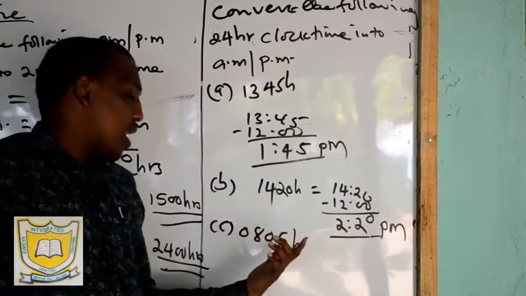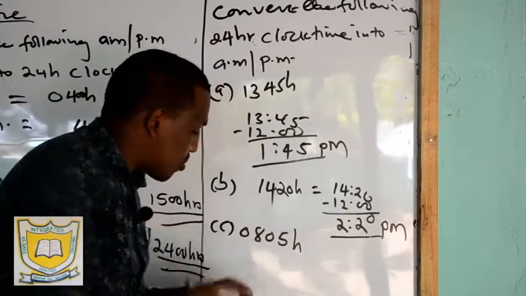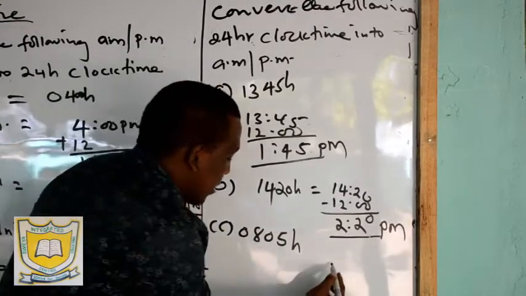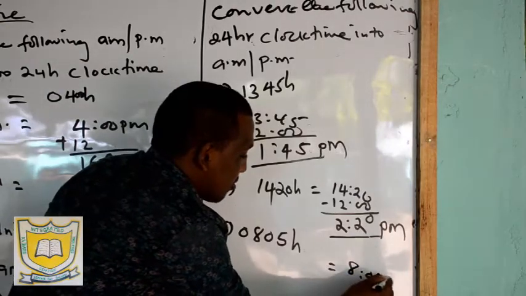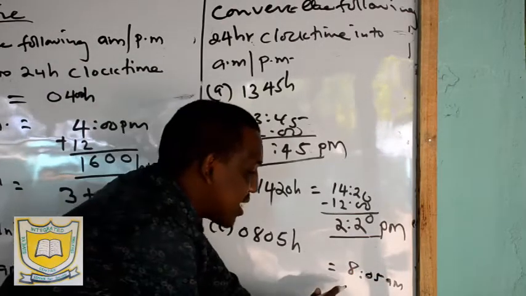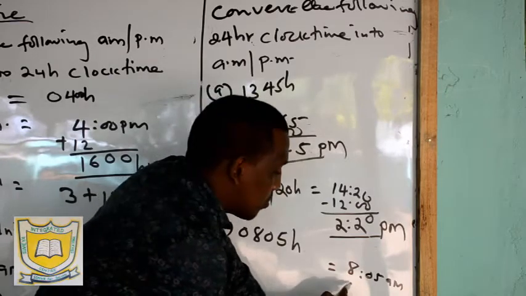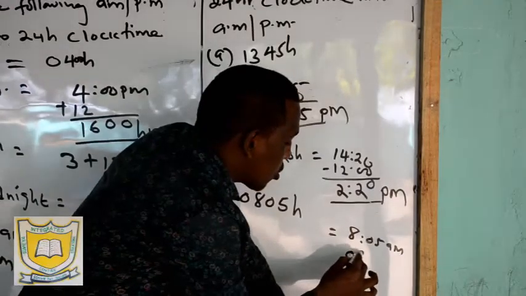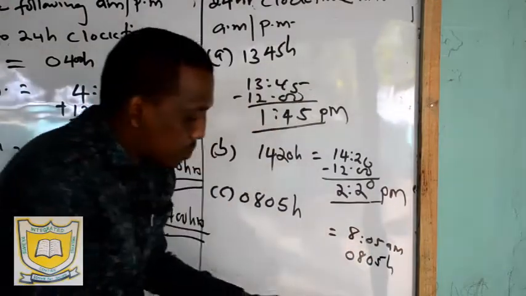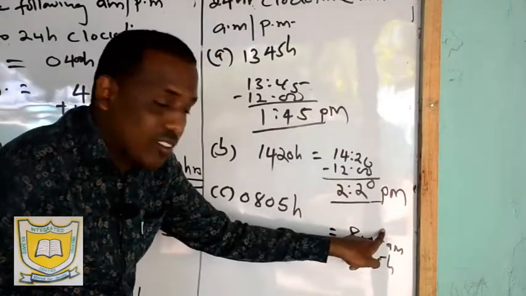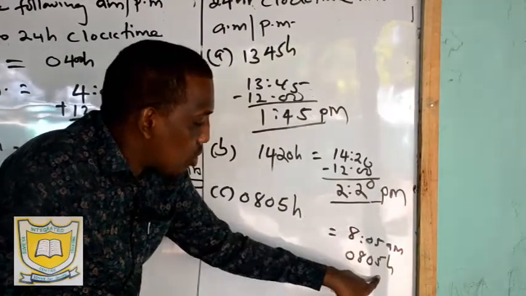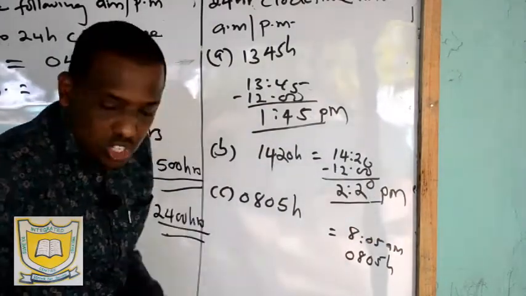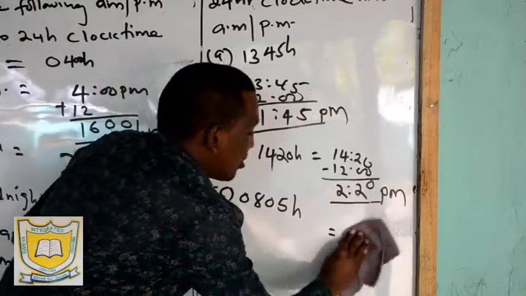I said earlier, when you are changing AM into the 24-hour clock system, we introduce 0 in front. So this one was AM. Initially, it was 8:05 AM. Then someone changed AM to the 24-hour clock system: I added 0 and ignored the dots, so it became 0805 hours.